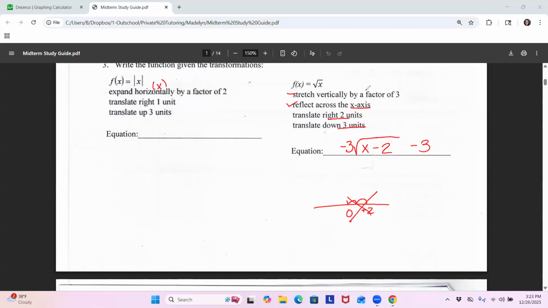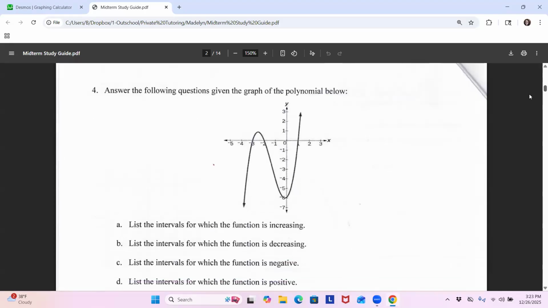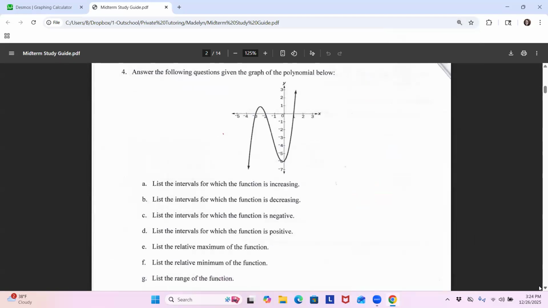Horizontally goes with the x. This vertical goes on the outside. And again, the horizontal one, you have to do the reciprocal. Okay. There's the first page of 14. That is not my favorite topic, but hopefully we're done with that. Yes, we are. Okay. Let me zoom this one out a little bit to get all the pieces.